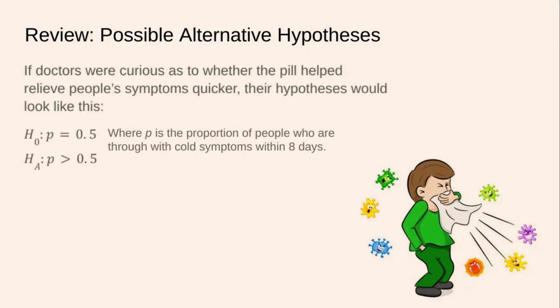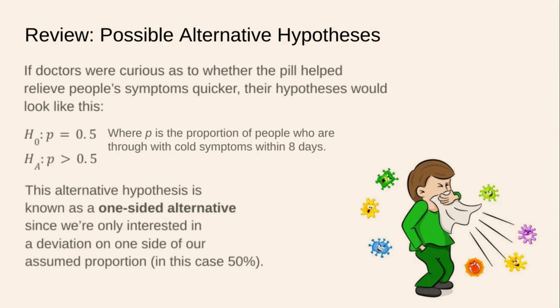If doctors were curious, instead, as to whether the pill helped relieve people's symptoms quicker, so there's a clear direction for our alternative hypothesis, their hypotheses would look like this. So we have our H sub 0, our null hypothesis, P equals 0.5, same as before, but our alternative hypothesis is P is greater than 0.5. So we're testing with our alternative hypothesis the proportion being greater specifically than 50% of people kicking their cold symptoms within 8 days. This alternative hypothesis is known as a one-sided alternative.